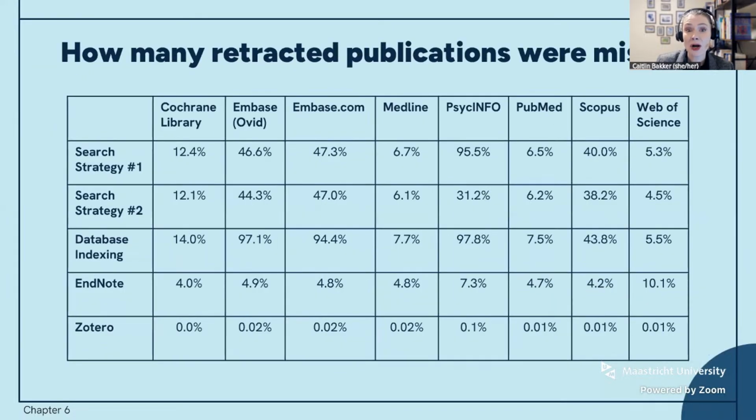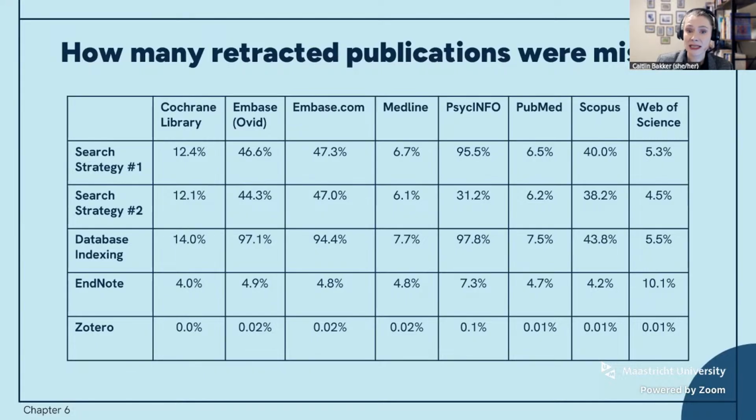So focusing in on how many of the retracted publications the different approaches were able to flag and what was missed, we did find that Zotero caught nearly all of the retracted publications, while EndNote varied a little bit more, and it wasn't as reliable across all databases. The search strategies didn't perform quite as well, while database indexing tended to miss the most publications.